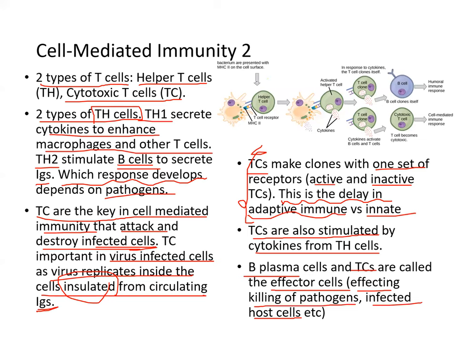So here's the helper T cells binding with B cell. And here's the activated helper T cells releasing the cytokines. In response to the cytokines, the T cell clones itself. Here's one T cell clone, second T cell clone. And then B cell clones itself and leads to humoral antibody response. And the other clone becomes the cytotoxic T cells, leading to cell-mediated immune response.